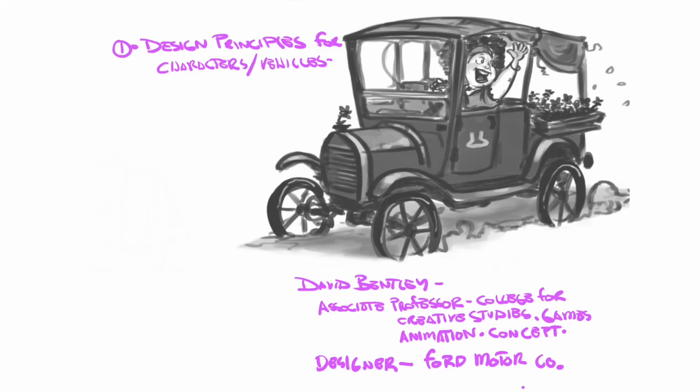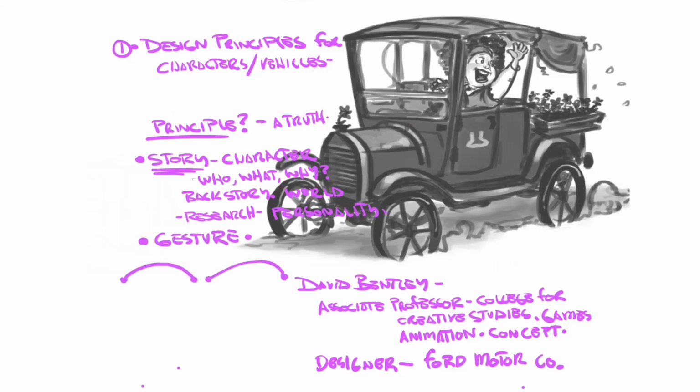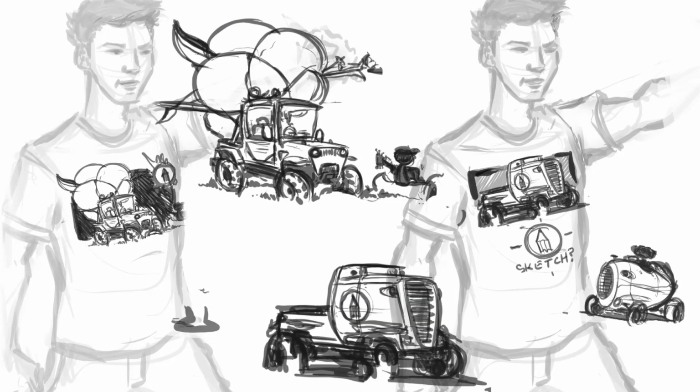I want to talk a little bit about design principles. So a principle is a truth. And usually when you begin a design, you think a lot about the story, like why and what that character is doing to support the story. The forms, you want to look at the gesture. Do you want something static or something that's exaggerated and accelerated and interesting? Do you want strong lines or weak lines?